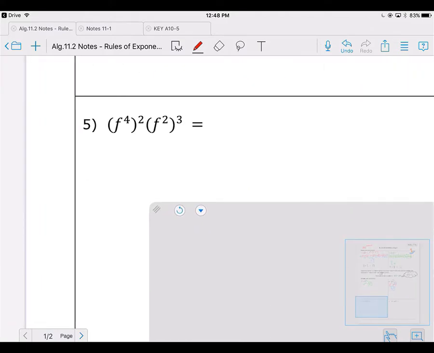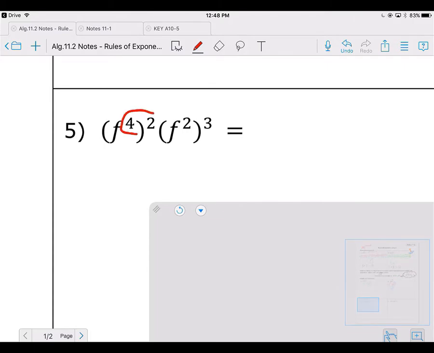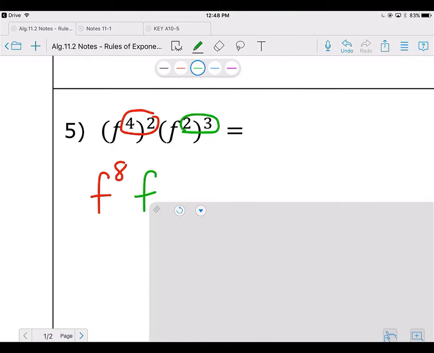So problem 5, this is being piggybacked. So 4 times 2 is 8. And these are being piggybacked. 2 times 3 is 6. Now notice, these are not being piggybacked. They are not right next to each other. 8 and 6 are separated by a multiplication sign and another letter. These look different than these.